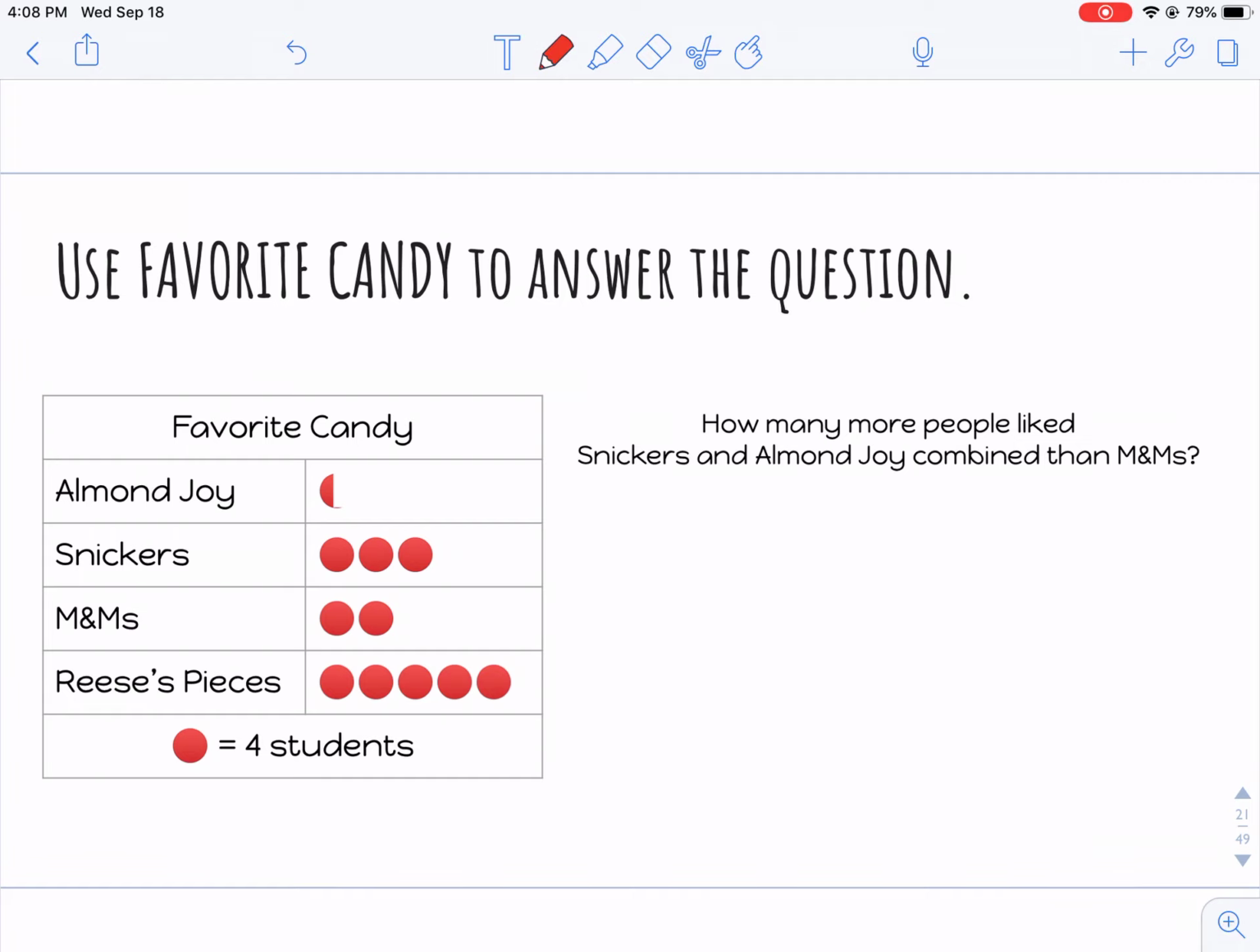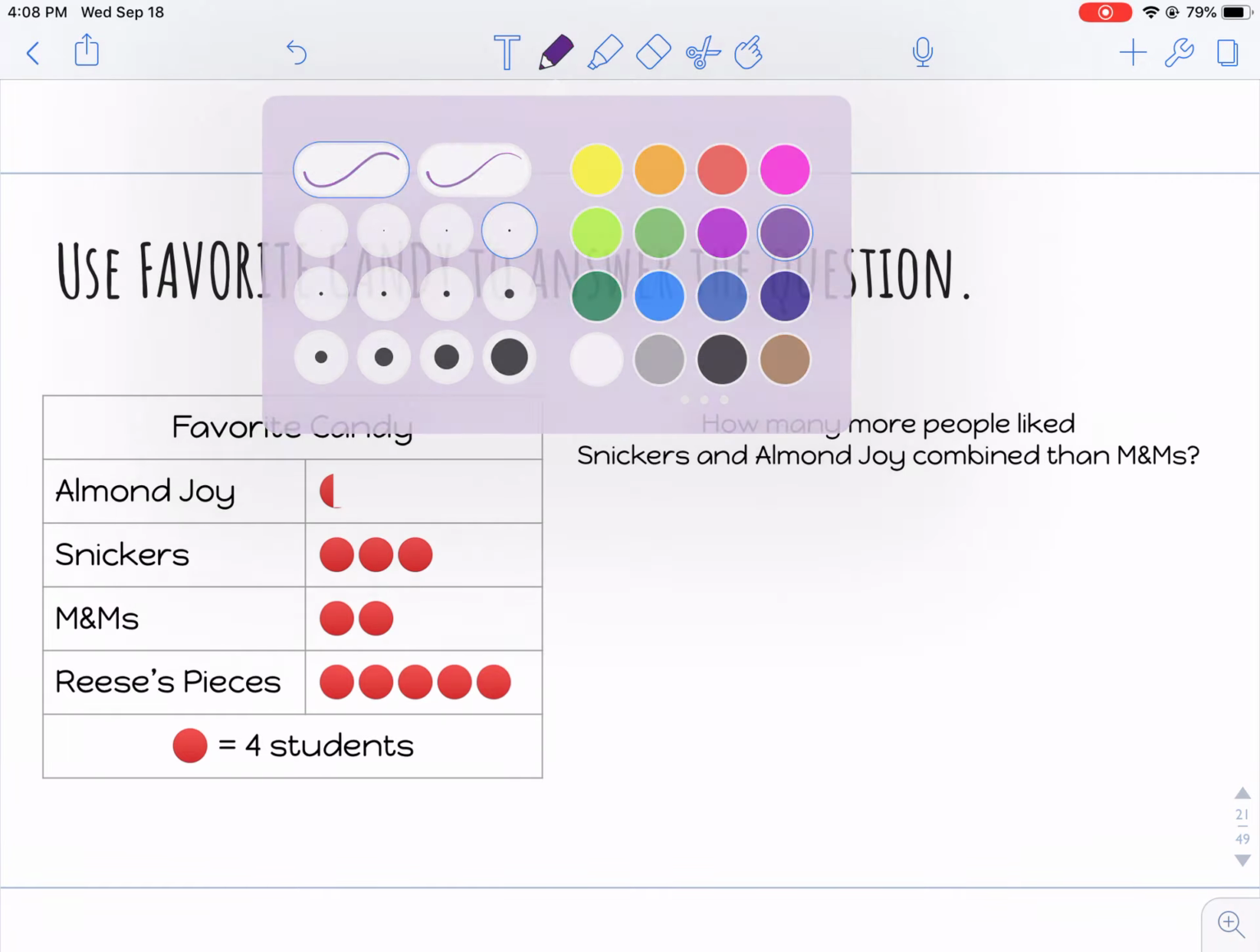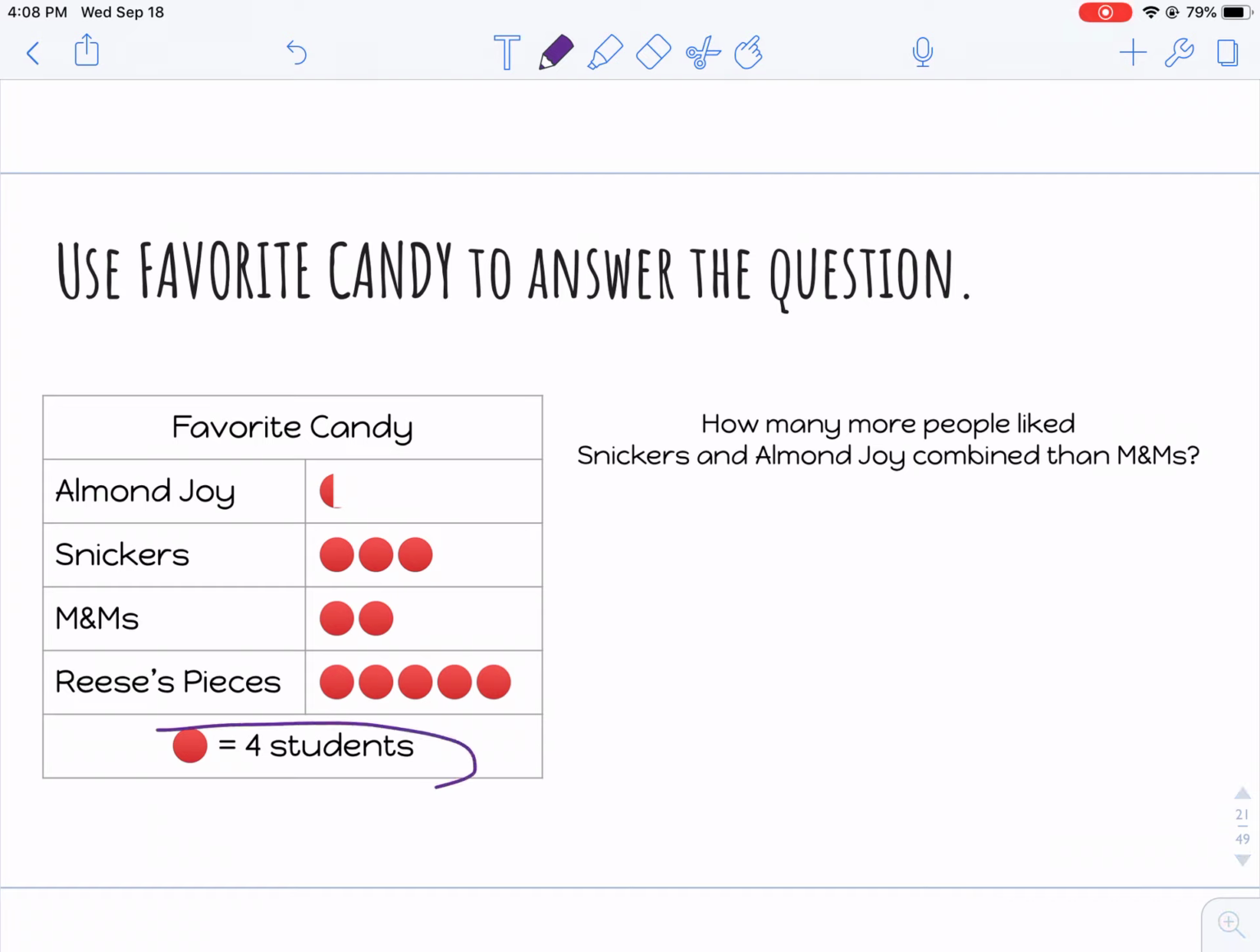As far as the graph goes, a few important things. Down here, they have to look at the key. A lot of early errors would be just counting the circles or whatever symbol it is for the graph. This circle equals 4 students, and then you'll have other things like half of a circle. They need to understand that half of 4 is going to be 2.